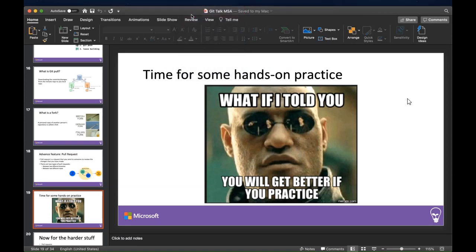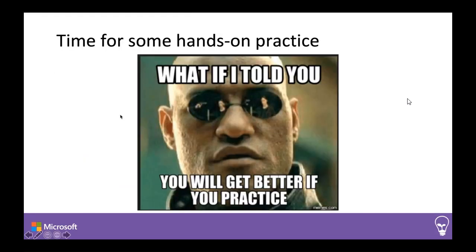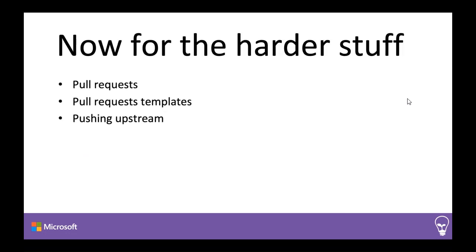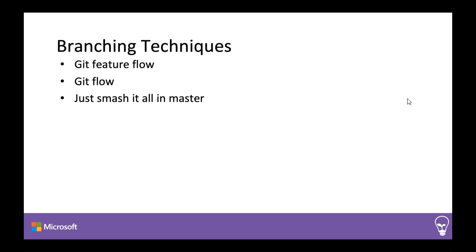Cool. So here we are. I'm just going to go through some harder stuff. Talk about what just happened with the pull request, something you may or may not have noticed that I added for this, and then what it means to push upstream, which is what you've actually just done. This is just a recap and an explanation of what's just happened in the live demo. Then we're going to go through some branching techniques as well.